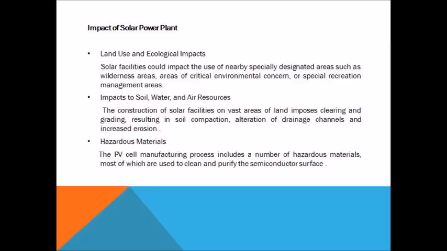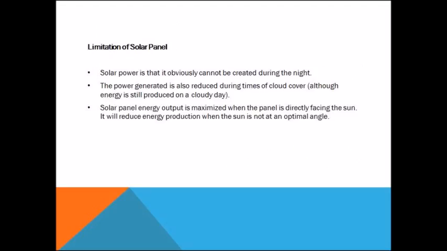Then there is the impact of hazardous materials. The PV cell manufacturing process includes a number of hazardous materials, most of which are used to clean and purify the semiconductor surface.